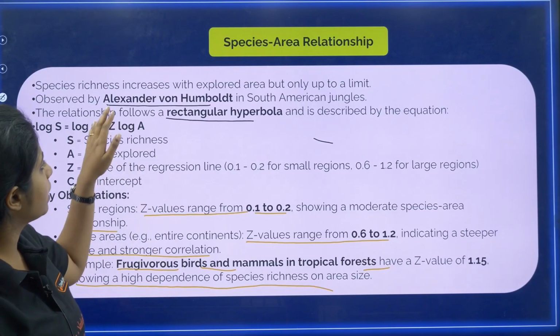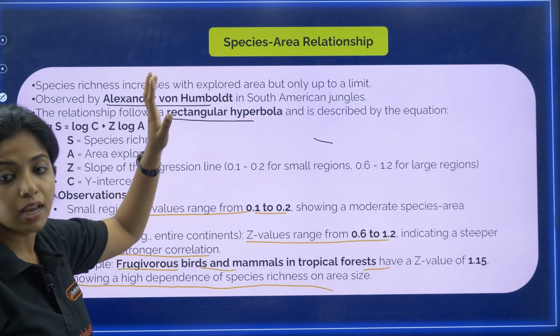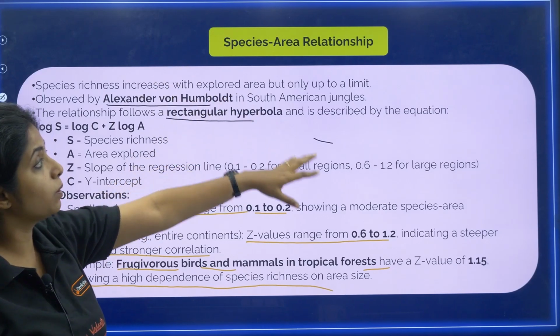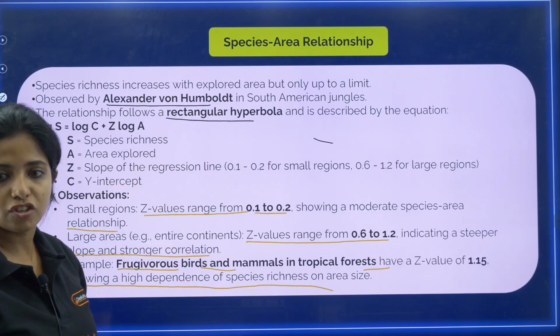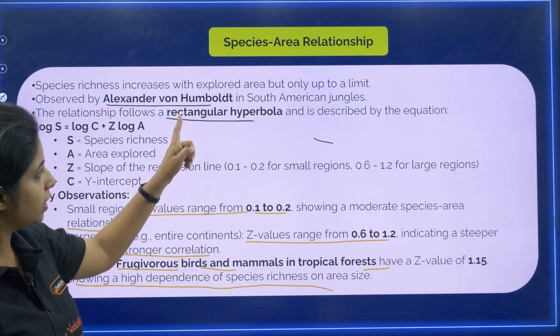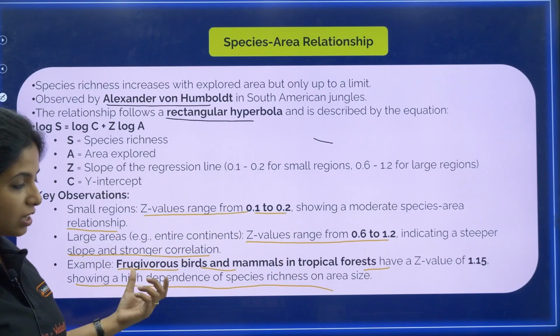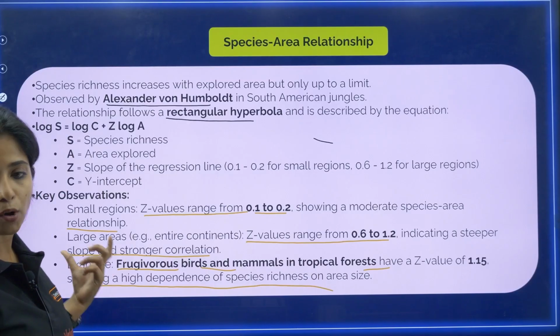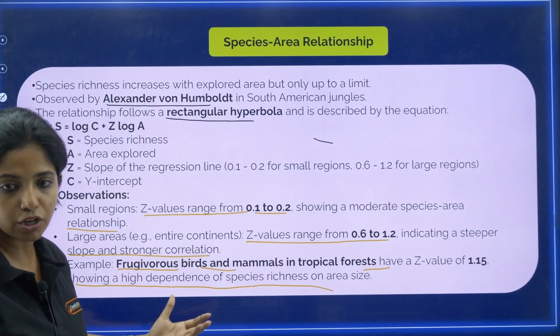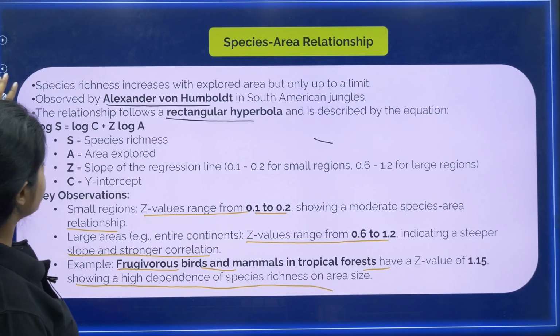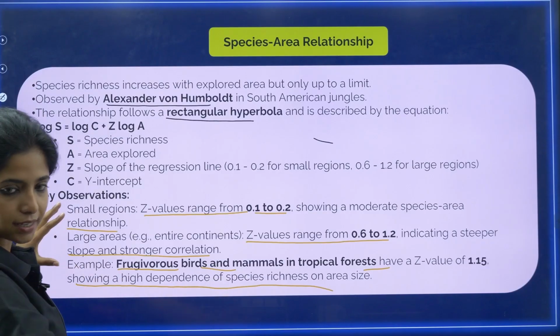So this was put down by Alexander von Humboldt, my dear children, from the experiments done in the South American jungles. So please remember, whenever you get a higher Z value, that means you're talking about a steeper slope and also a higher connection, a stronger correlation. And that is observed in large areas.